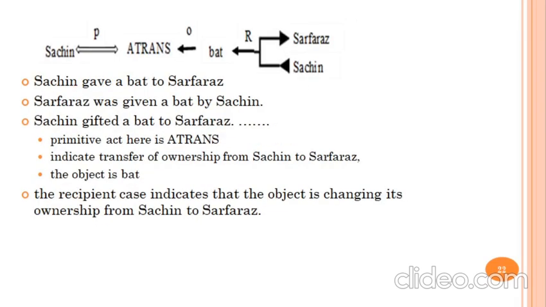Let's see another example. Sachin gave a bat to Sarfaraz. Sarfaraz was given a bat by Sachin. Sachin gifted a bat to Sarfaraz. All the three sentences mean the same. Here the primitive act is ATRANS, indicating the transfer of ownership from Sachin to Sarfaraz. The object is bat, so you could see the arrow from bat to ATRANS labeled as O above it. The recipient case indicates that the object is changing its ownership from Sachin to Sarfaraz.